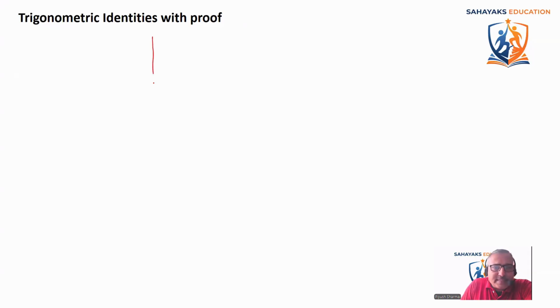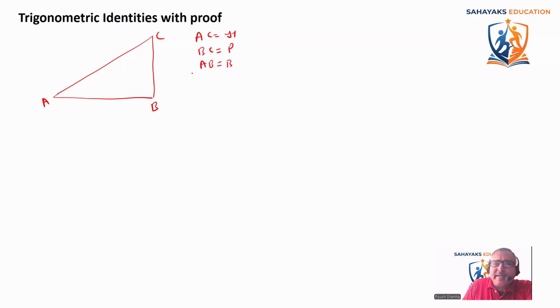Let's make a triangle. In this triangle, I write it as A, B, and C. We know AC is equal to hypotenuse, BC is equal to perpendicular, and AB is equal to base. So I'll write it as hypotenuse, perpendicular, and base. And this is for angle theta.